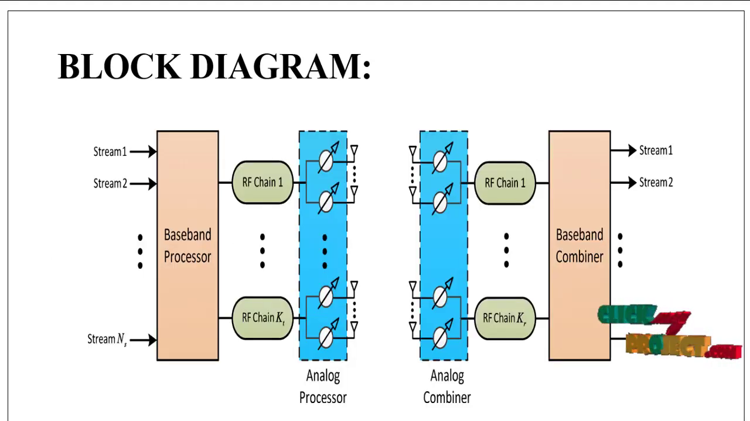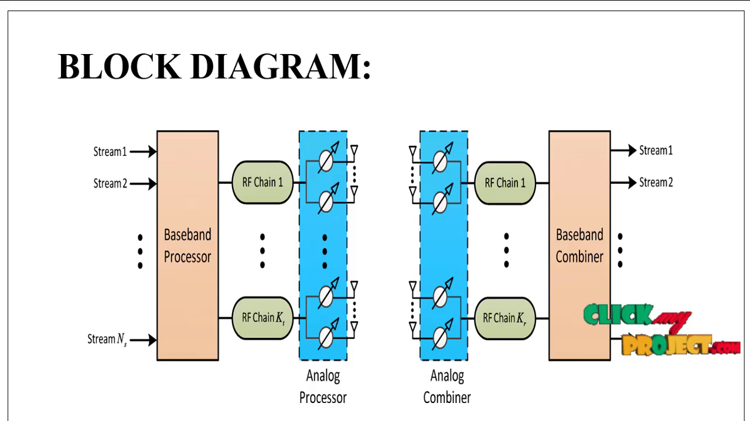This is our block diagram. In this we use the MIMO. MIMO means multi-input and multi-output. So we use the streams from stream 1 to stream n. This is the n number of inputs. And we use the baseband processor. This processor separates the baseband from the signals.